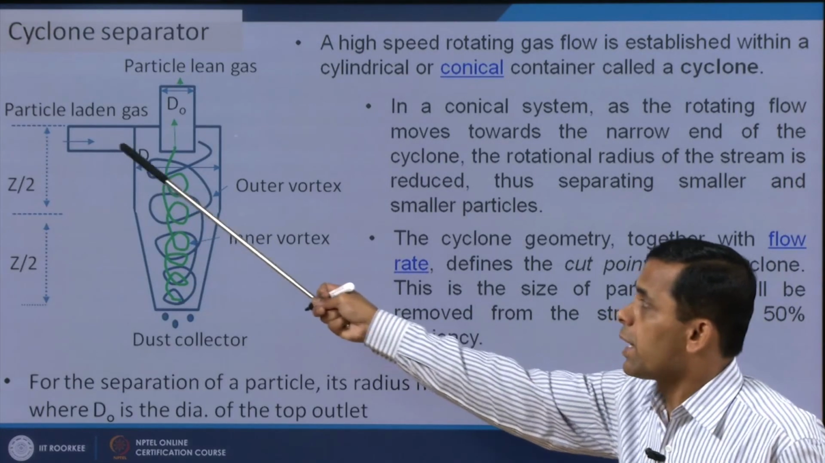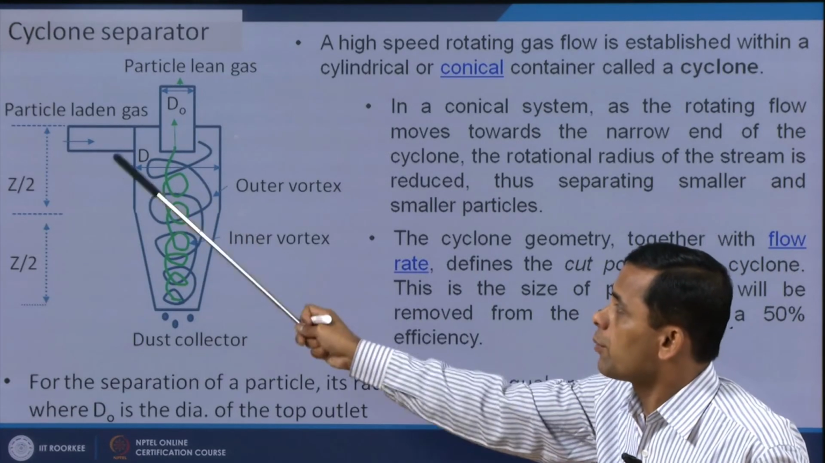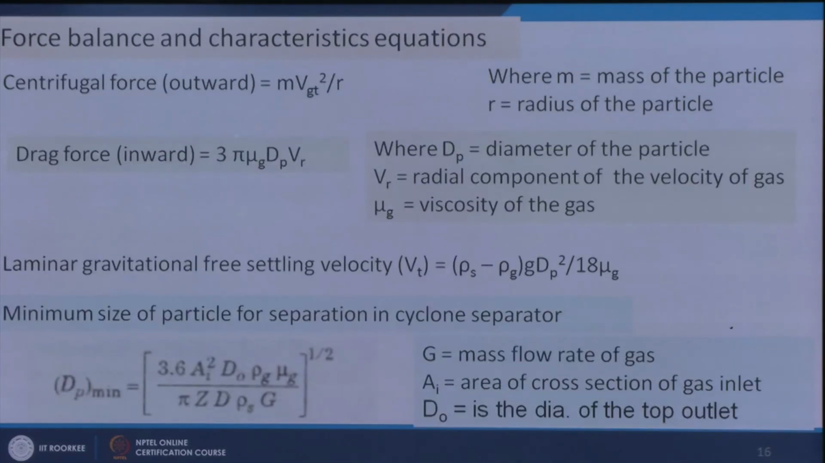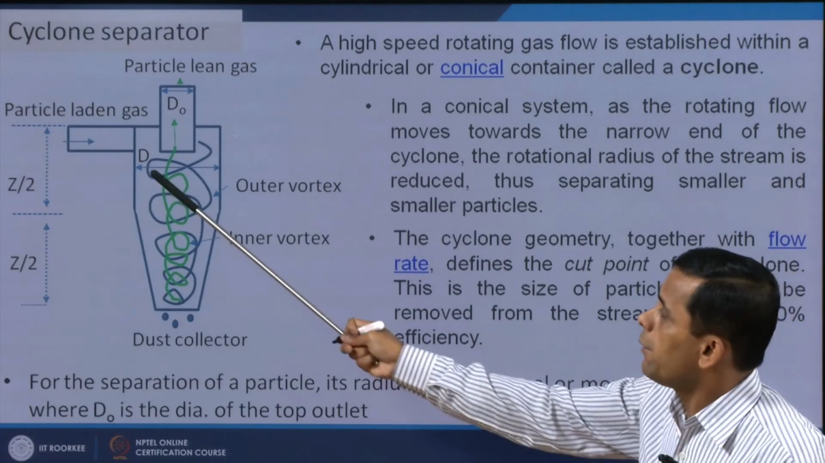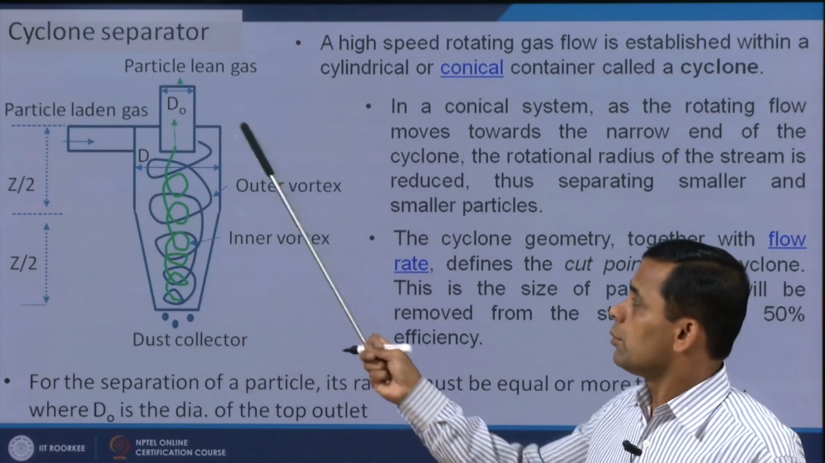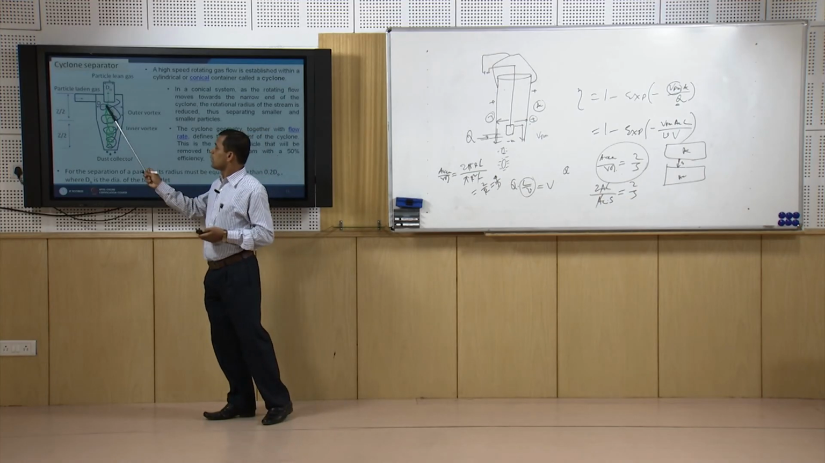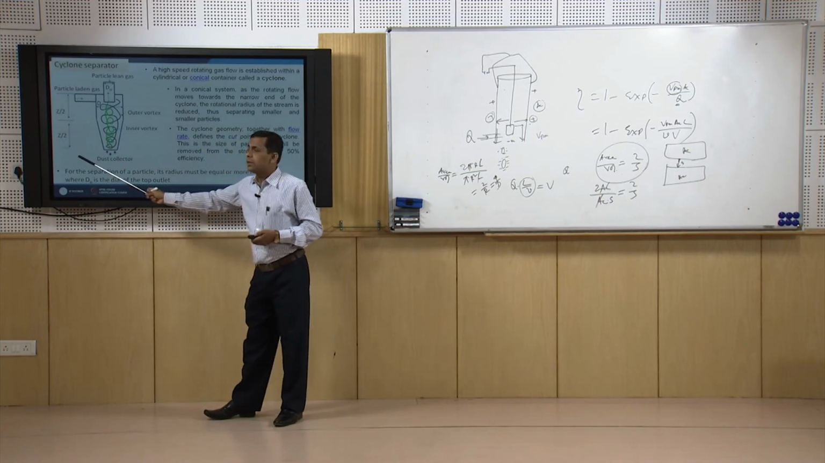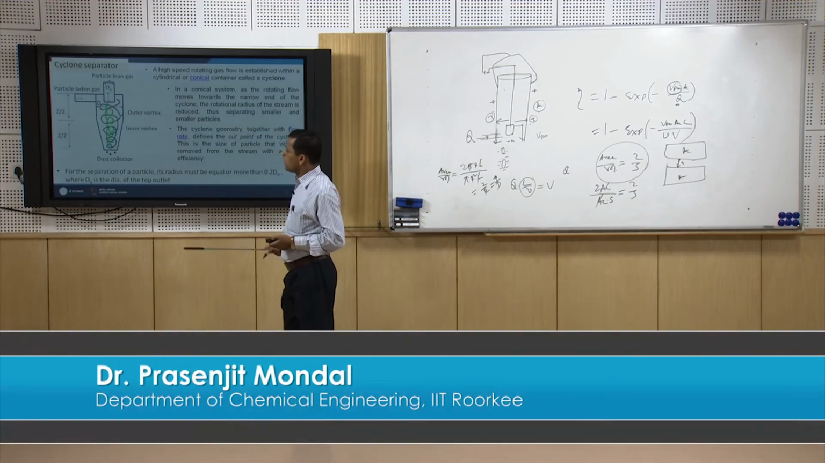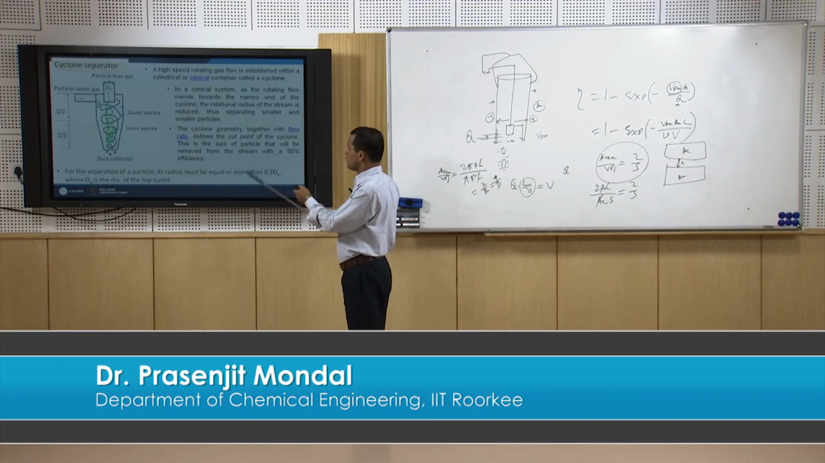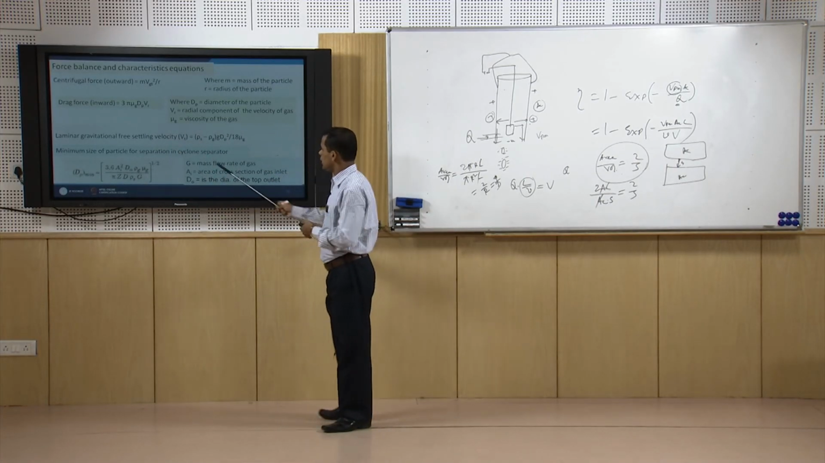So, G is the mass flow rate of gas, and A_I is the area of cross section of the gas inlet. Next is D_o, which we have already explained, and d and z we have to know. This d is the diameter of the cylindrical part, the cone shaped part has a different diameter, and the total height is z. So, z by 2 is the conical part and z by 2 is the cylindrical part. This is the conventional design of these cyclones, and if we know the value of z, we can calculate the d_P minimum which can be separated from these cyclones.